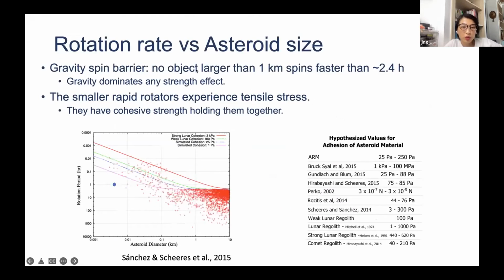Also, rotation rate versus asteroid size sheds some light on this. We have this very famous diagram of asteroid diameter versus rotation period. We have a very interesting trend here.